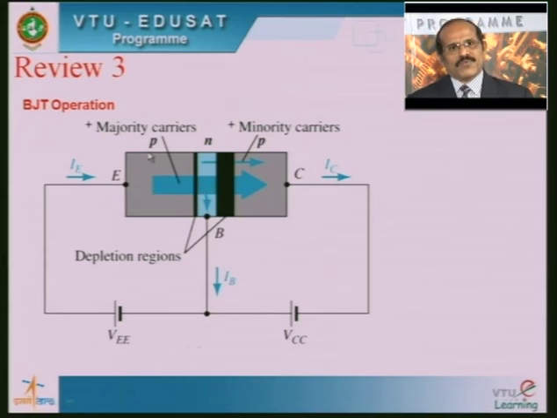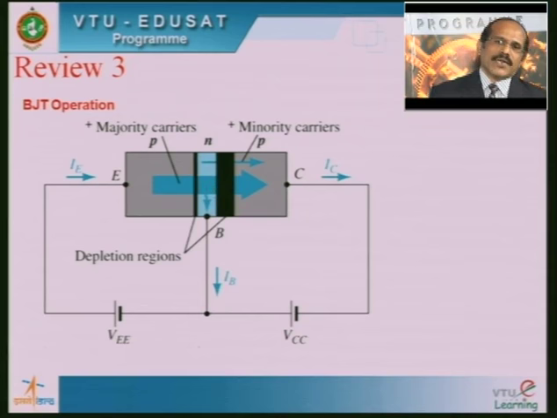When these holes move from the P layer to the N layer, about 5% of these holes recombine with the electrons of the base layer, and that will contribute to the base current. The remaining 90% will diffuse from the base layer into the collector region. Once the majority carriers of the P layer, that is holes, diffuse into the N layer, they act like minority carriers.